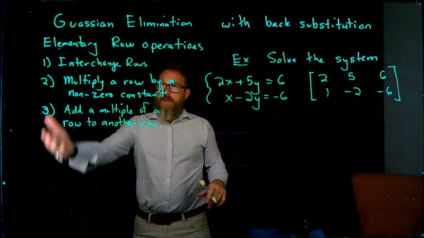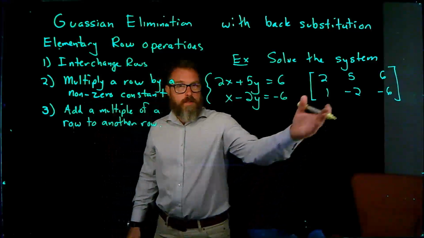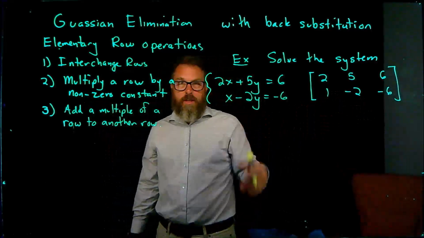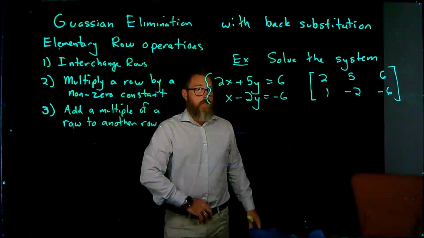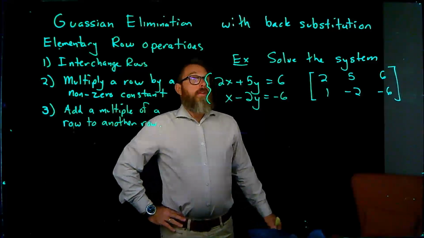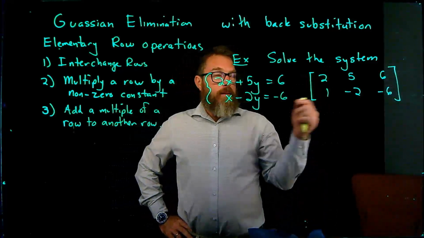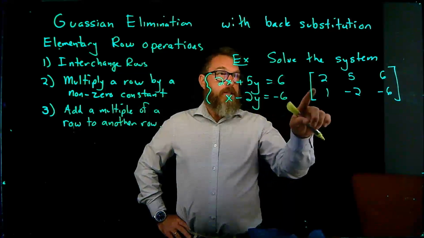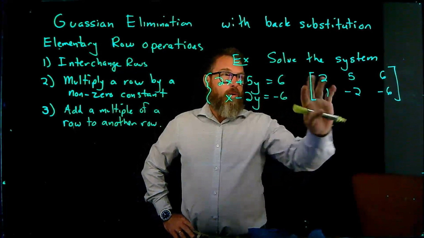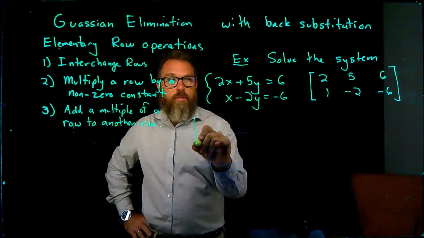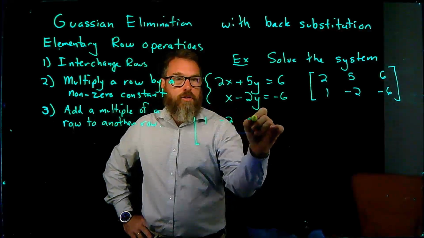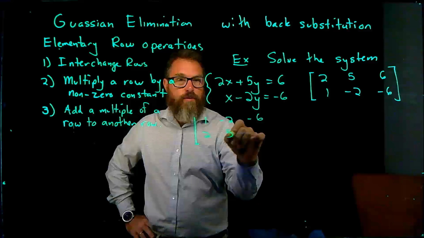Now, remember, I can do these elementary row operations on this matrix because this is just a re-representation of our system of equations. So what I'm going to do is I'm going to go ahead and eliminate the x's. And a lot of times it'd be nice if this top was like a 1. So I'm going to interchange rows again. So this is going to be 1, minus 2, minus 6, and then 2, 5, 6.